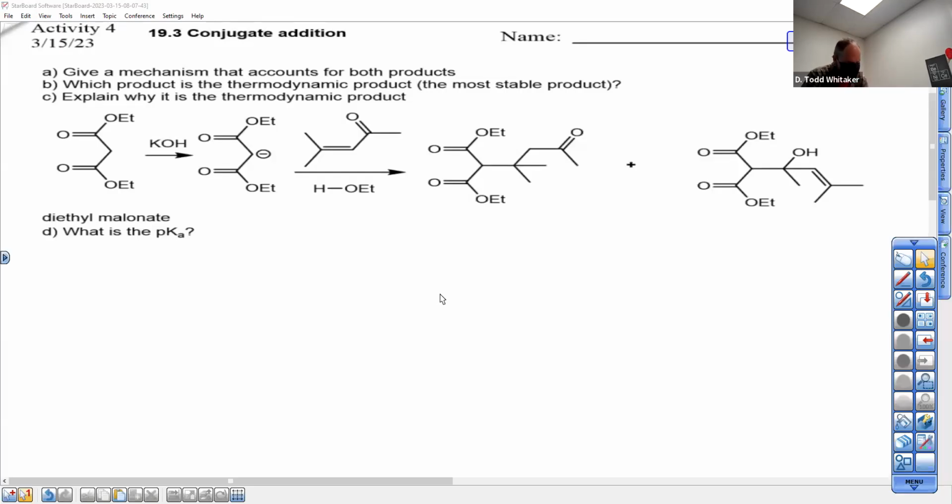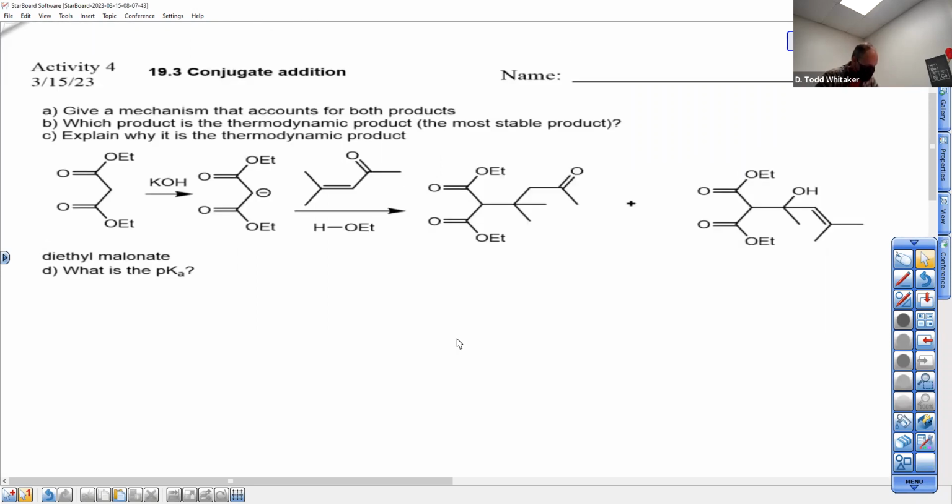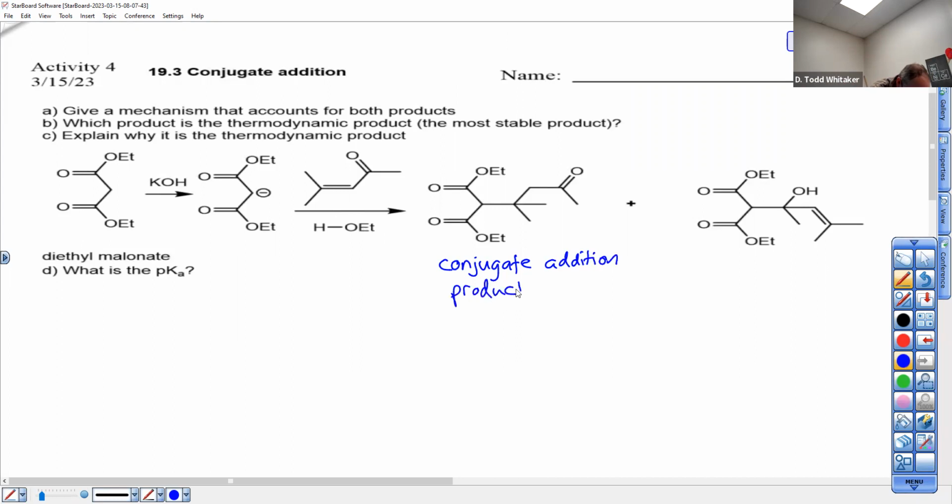Ladies and gentlemen, we are going to talk about something called conjugate addition. Conjugate addition. It happens right here. This one here is the conjugate addition product. And in this case, the conjugate addition is called a 1,4.